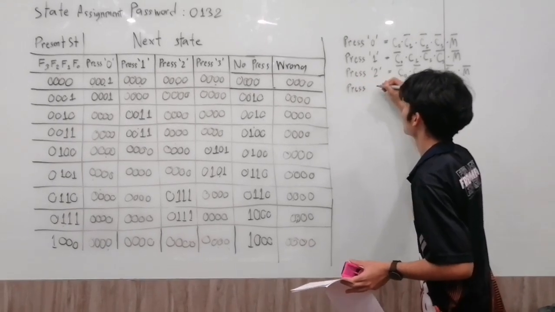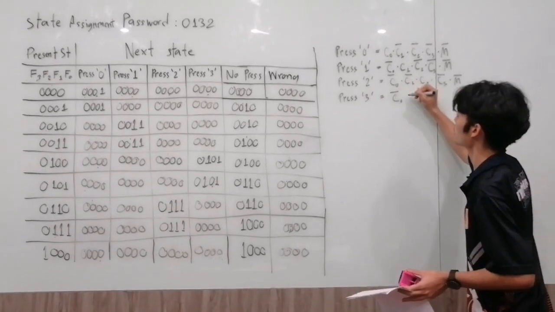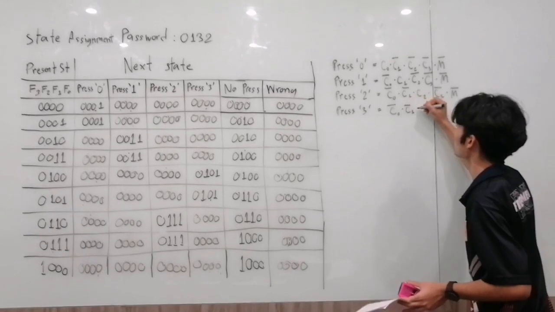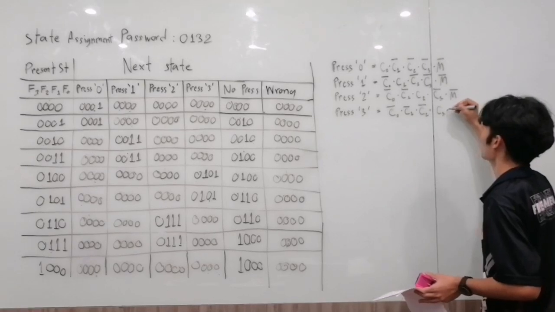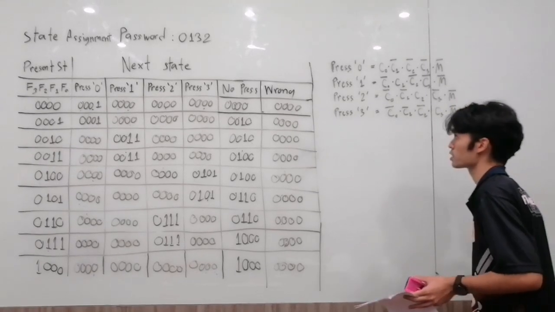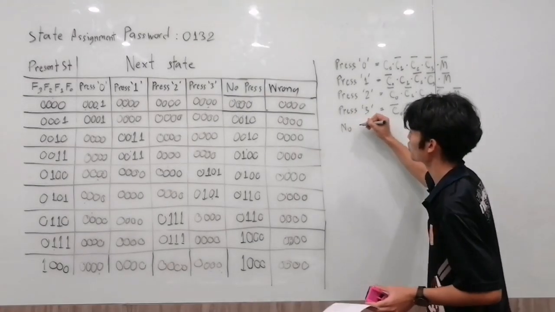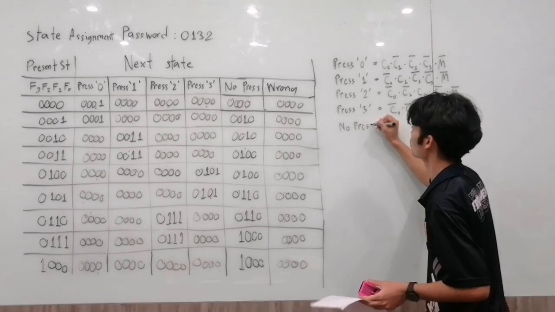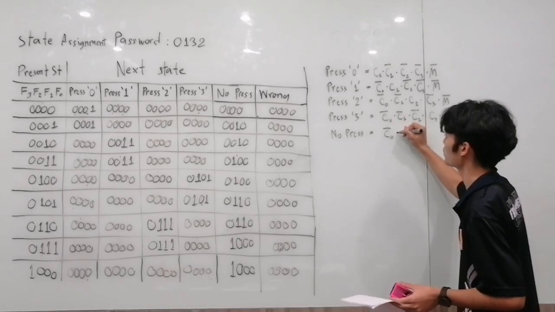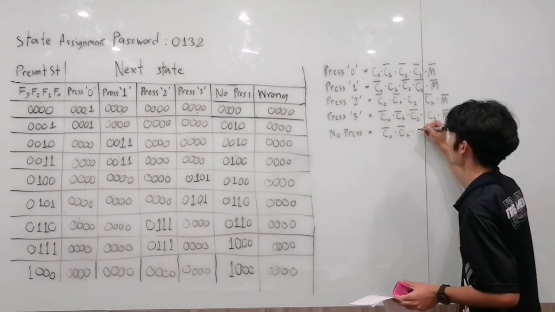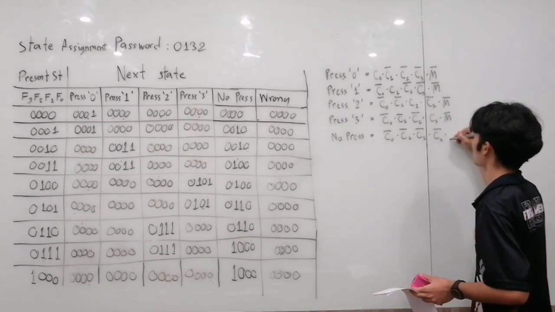Press 3 is C0 bar and with C1 bar and with C2 bar and with C3 and with M bar. The last is no press, or release. No press is C0 bar and with C1 bar and with C2 bar and with C3 bar and with M bar.